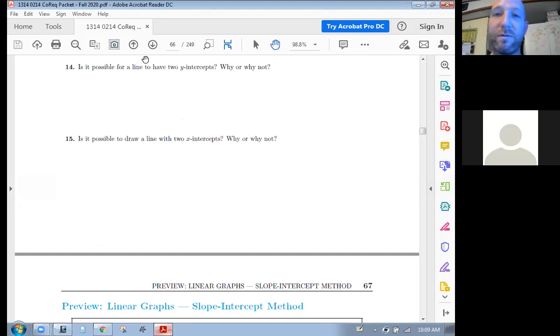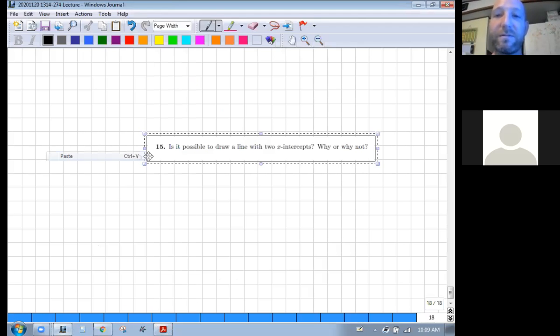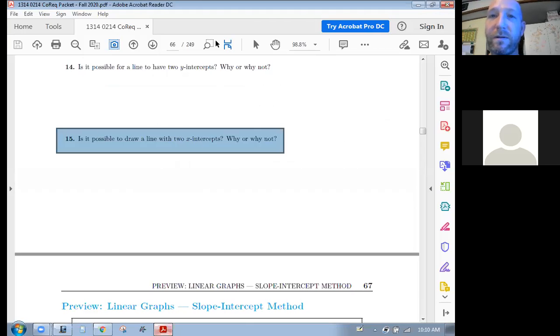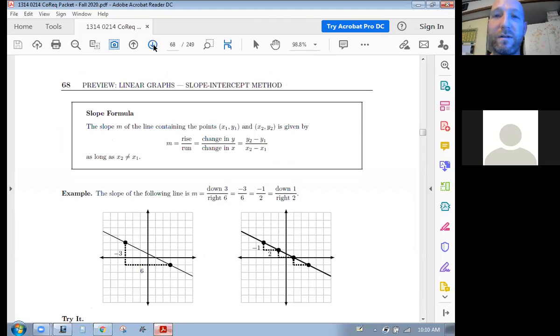All right, is it possible to draw a line with two x-intercepts? See, that one only has one. This one only has one. How can you get two? You can't, right? Either you get one, or your line is the x-axis and you have an infinite number of them. No. You either get one or infinity. Nowhere in between. All right, moving on.